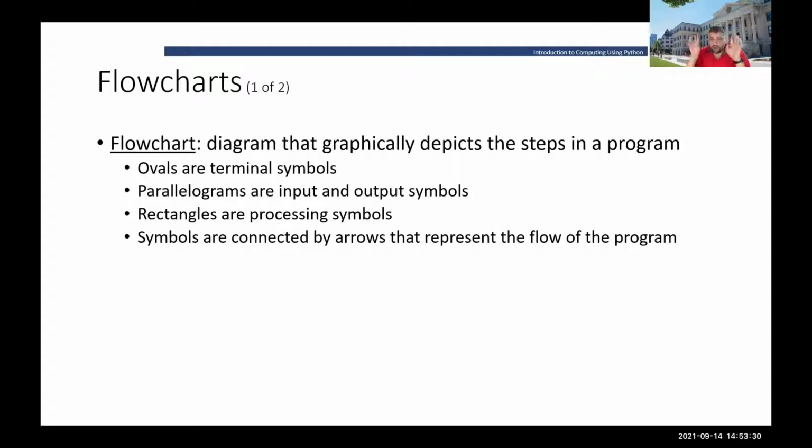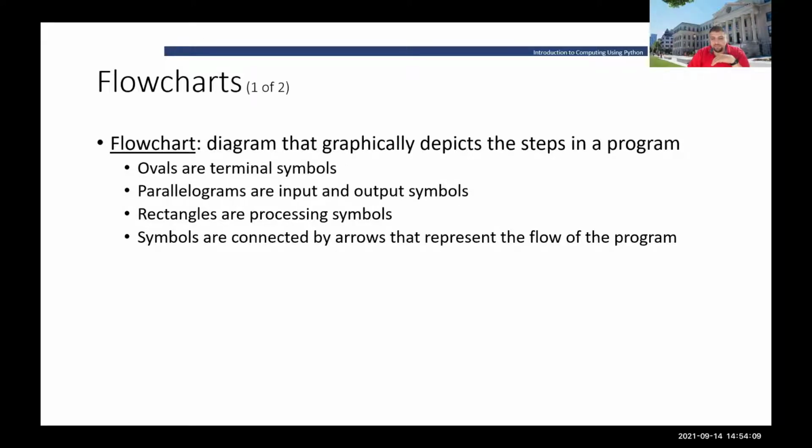So we use ovals as terminal symbols, and we use parallelograms as input and output symbols. And if we have some conditions, we're going to use the diamond, the flipped square. I don't know what the name of it is. And rectangles are used for simple processing. And the symbols are connected using arrows to determine the flow of execution of my program.